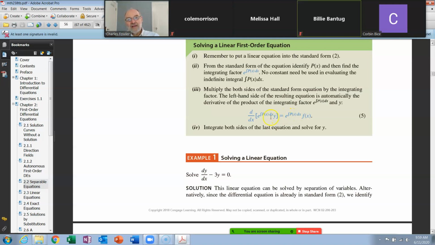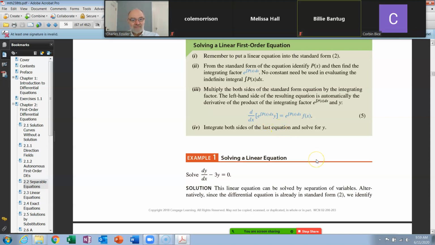Now, once you got it to this stage, integrate this side, and you just have this product. Integrate this side and see whatever you get. Remember, you don't have an integral here anymore. You've already evaluated it. So it's not as bad as it looks. And then, once you finally do that, divide by whatever your coefficient of y is.